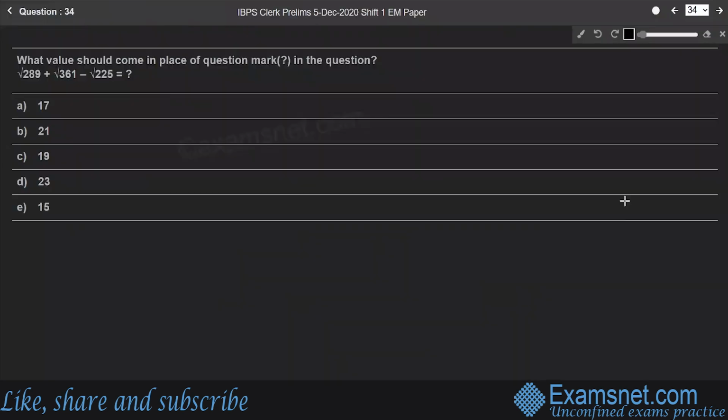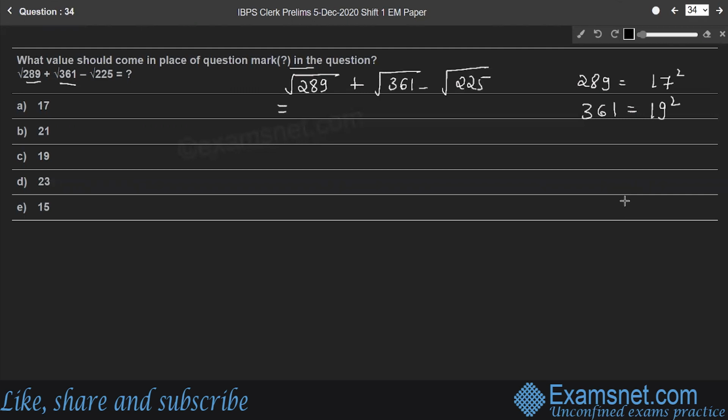Question 34. What value should come in place of question mark in the question? Square root of 289 plus root of 361 minus root of 225 is equal to. Here 289 is a square number which is the square of 17, and 361 is also a square number, the square of 19, and 225 is also a square number, the square of 15.